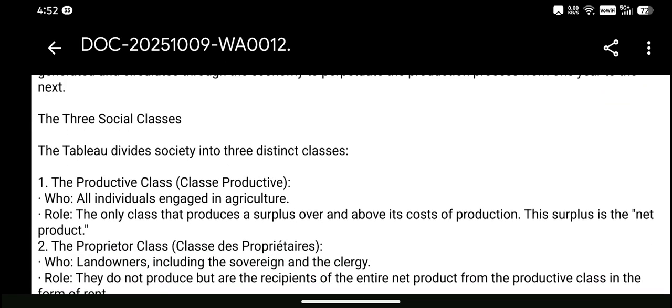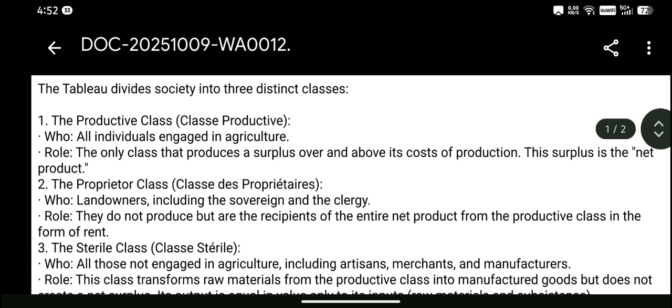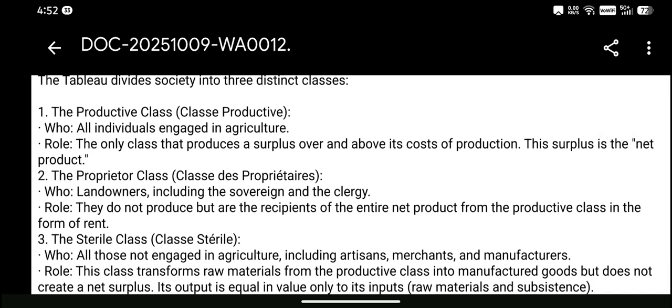The three social classes: the tableau divides society into three distinct classes. First, the productive class, classe productive, who are all individuals engaged in agriculture. Role: the only class that produces a surplus over and above its cost of production. Their surplus is the net product.